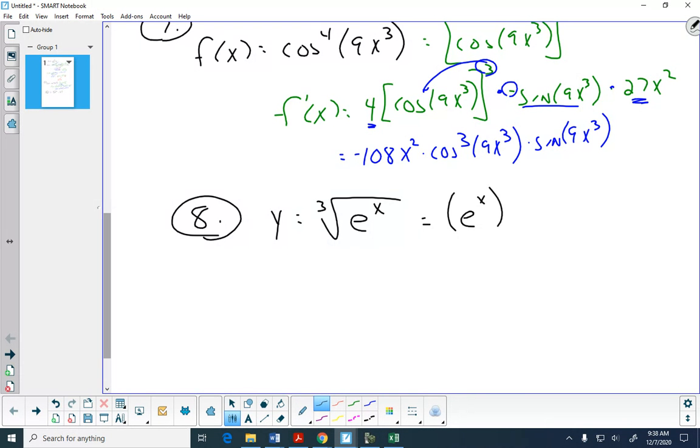What exponent do we have to put with the cube root? What exponent do we put with the cube root? Adam. 1/3. And once again, as Carmelo has shared with us a few times, we have a power to a power. And if we have a power to a power, we can multiply these powers together. So we can either write this as e to the 1/3 x or e to the x over 3 power. Either way is fine.